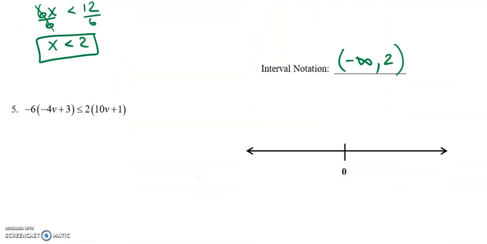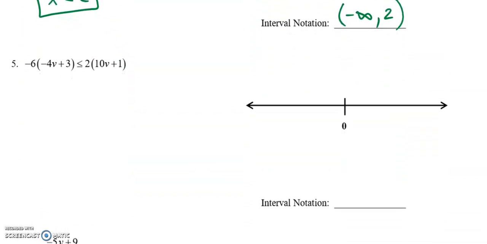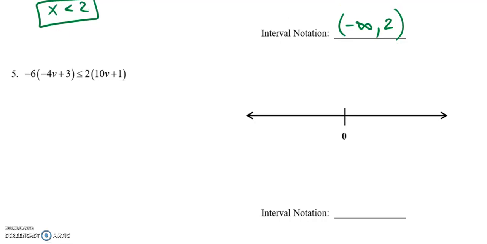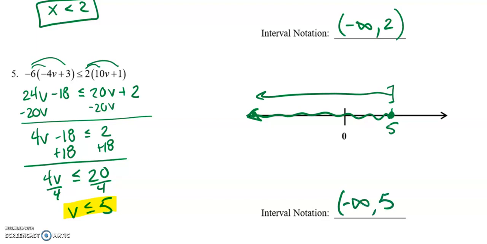All right, why don't you guys pause the video and try number 5 and see how you do. Okay, so hopefully you got here, v is less than or equal to 5. So we put 5 on our number line. We want the values that are less than it, so we go to the left. Equal to, so we need a closed dot or again, a bracket. Interval notation, negative infinity to 5 with a bracket on the 5.